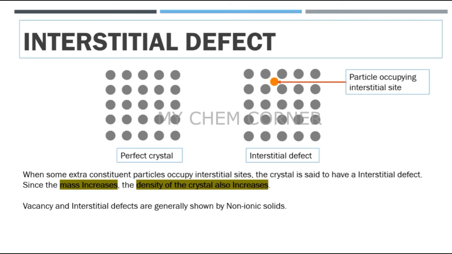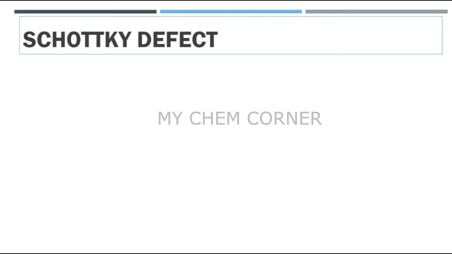Now, where are the vacancy defect and interstitial defect generally seen? These are generally seen in those types of solids which are non-ionic. But what types of defects are generally seen in an ionic solid? The remaining two types of defect, which are Schottky and Frenkel defects. So the vacancy and interstitial defects are observed in non-ionic solids, whereas Schottky and Frenkel are observed in ionic solids. So now let's move into the next type of stoichiometric defect, which is the Schottky defect.